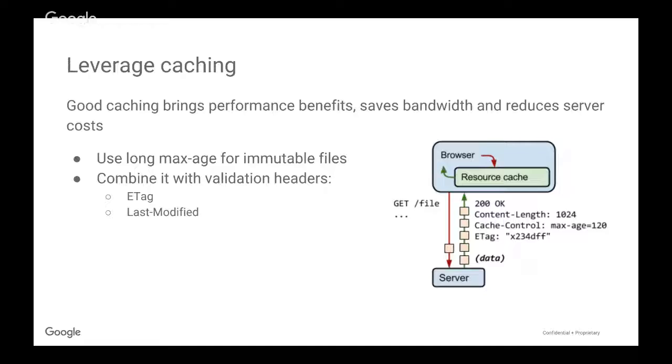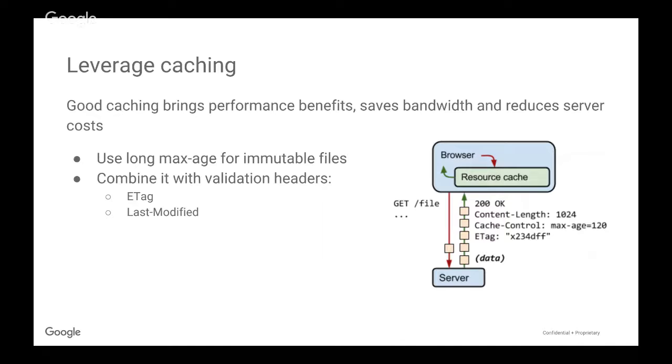And leverage caching. We normally simulate for third-party users coming for the first time, but we should also think of users coming on the following visits. So always use caching headers and leverage caching as much as you can. Of course, it will bring performance benefits. Pages will load much faster, not for the first user, but for the rest, will save bandwidth, and reduce the service costs.